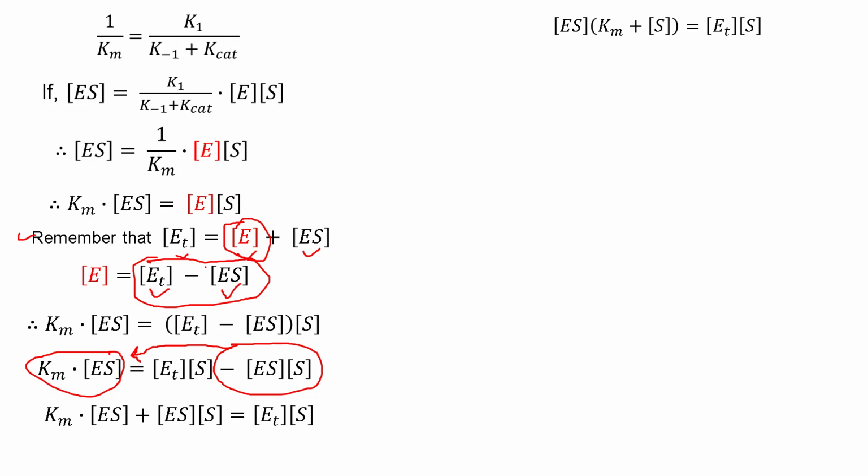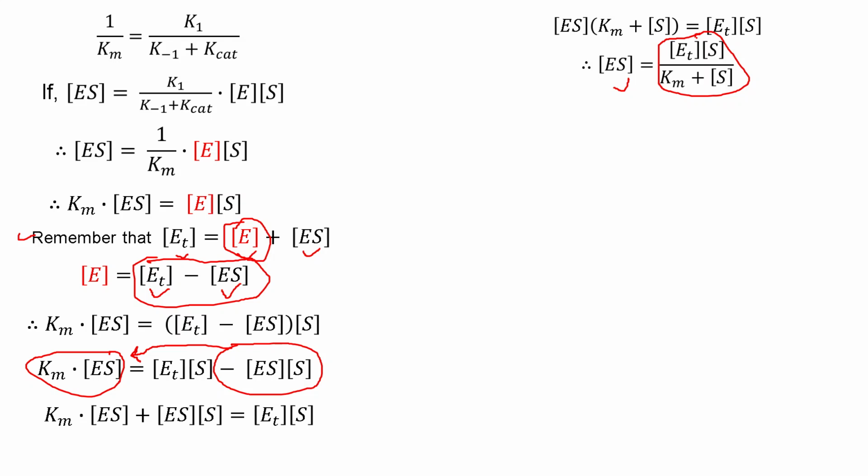So our ES, you can now bring out ES and then make that ES the subject of the formula. When you make ES the subject of the formula, you will get that ES will be equal to this whole thing. It will be equal to ET multiplied by S all over Km plus S.